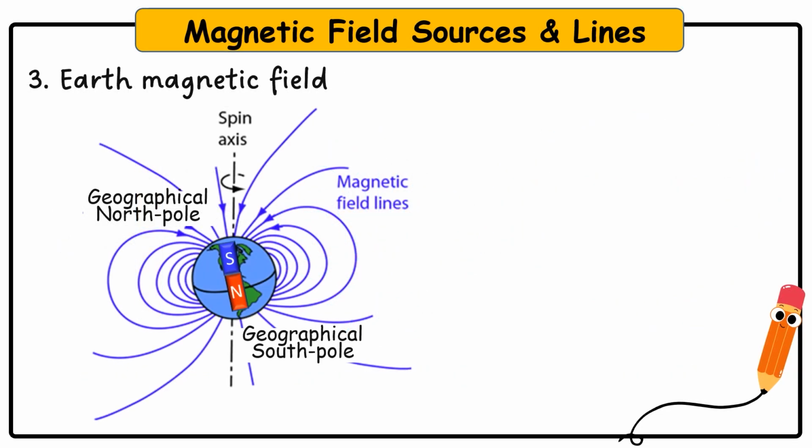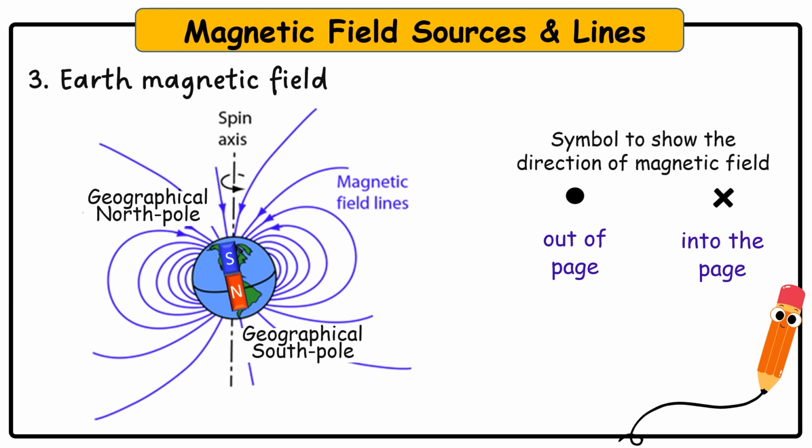The third source of magnetic field is the Earth's magnetic field. The Earth's magnetic field is like a giant bar magnet. This is because the north geographical pole of the Earth is actually near the south pole of the Earth's magnetic field, and the south geographical pole of the Earth is near the north pole of the Earth's magnetic field.